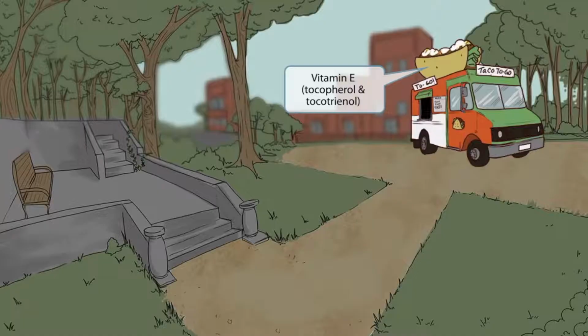Let's get started. This scene takes place in an ordinary outdoor area with a taco food truck. Taco food truck will be our symbol for vitamin E, which includes tocopherol and tocotrienol. Toco sounds kind of like taco, so we thought a taco food truck would work well for vitamin E. So again, taco food truck for tocopherol and tocotrienol.